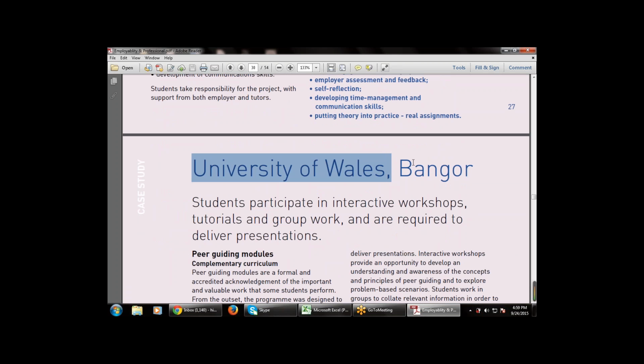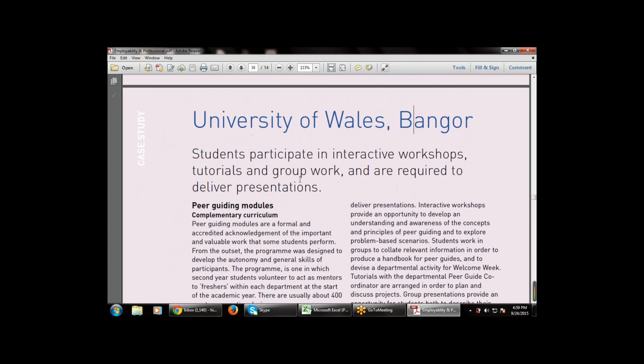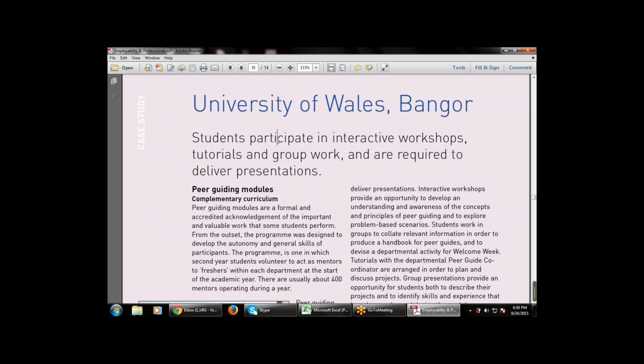Then the University of Wales Bangor is the next part. That is the next example, the University of Wales, Bangor. In this example, it is mentioned that students participate in interactive workshops, tutorials, and group work, and are required to deliver a presentation.